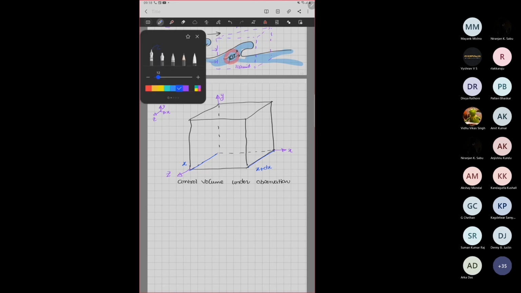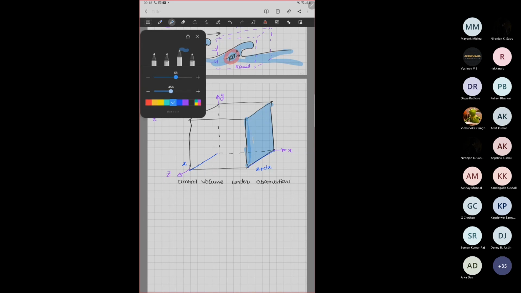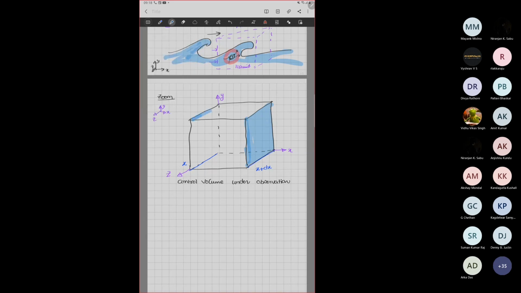To color it, I am going to use this. The surfaces I am trying to show by color are at those x and x plus delta x locations. This entire surface is at x plus delta x. Similarly, that backward surface is at x location.